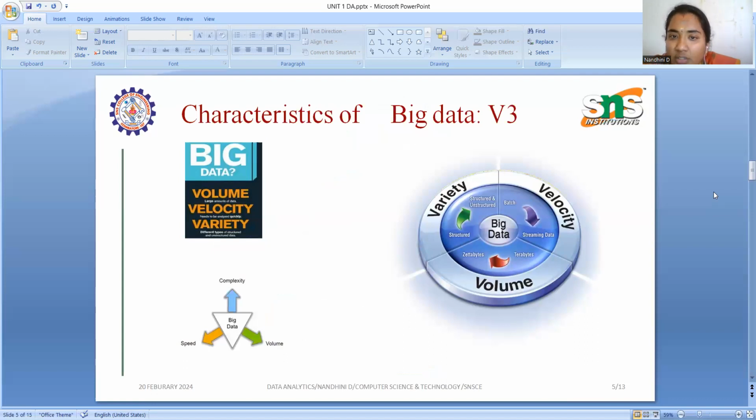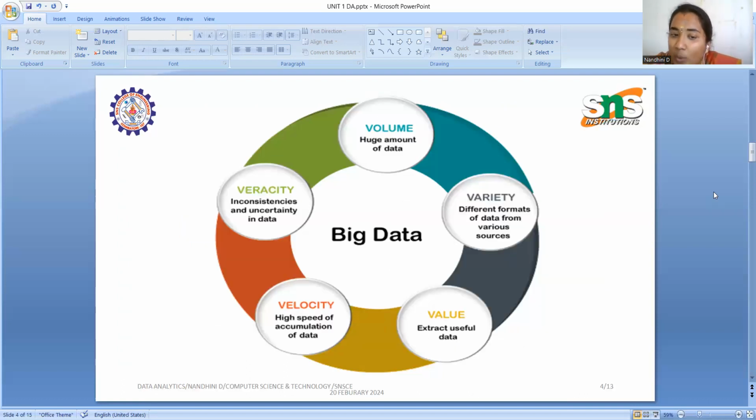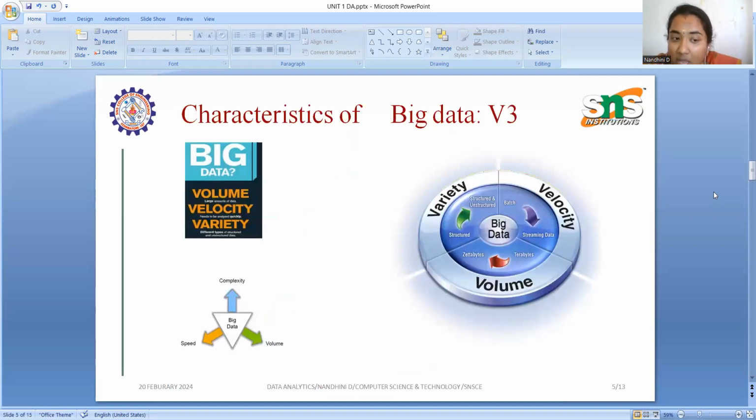Next one is the characteristics of big data. We have seen the five V's in big data, but we are going to see only three V's: volume, velocity, and variety. We have briefly seen these three in the previous slide itself. In big data, what we mainly focus on is complexity, volume, and speed. Velocity consists of batches and streaming of data.